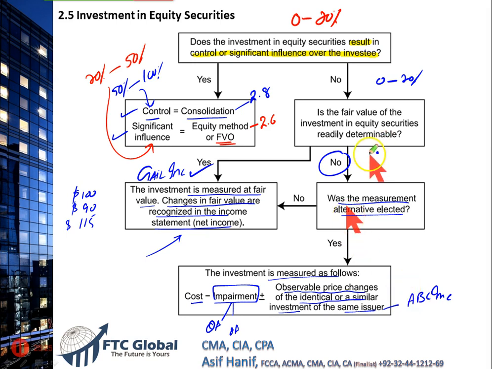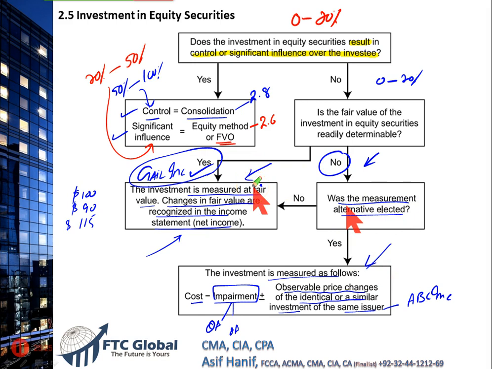That's the point where we need to concentrate. Is the fair value of the investment in equity securities readily determinable? In this case, we treat it like Gale Incorporated. If no, was the remeasurement alternative elected? Yes, then you go for this. If no, then you may have to try to find the fair value.